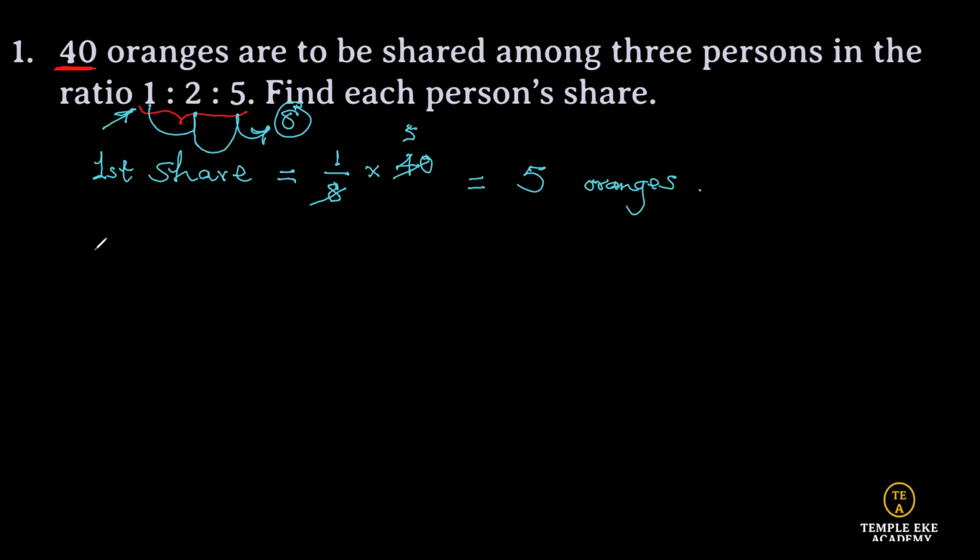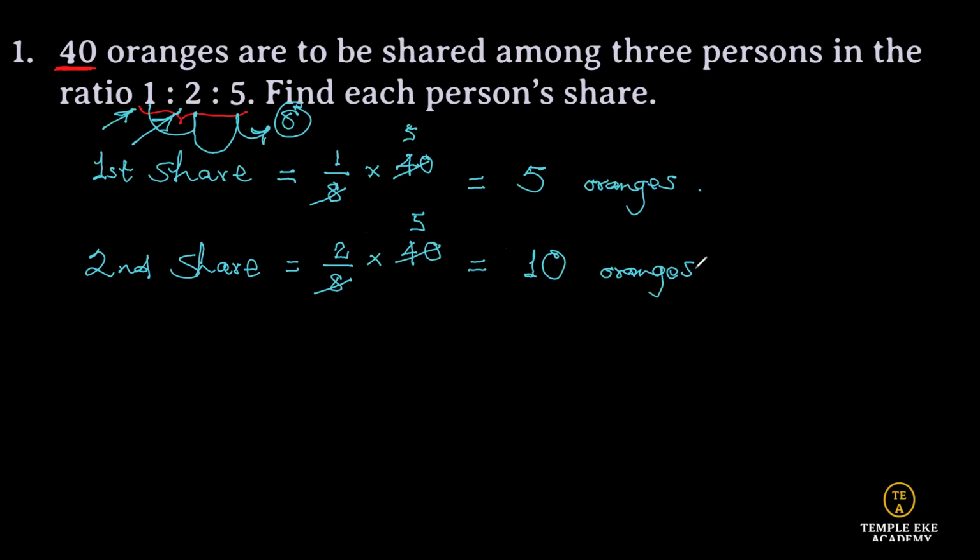Very simple. The second share can be obtained in a similar manner. The second share is obtained by using the proportion that belongs to the second person, which means the part of the ratio belonging to the second person is 2. So we can take 2 divided by the sum of the ratio, which is 8, multiplied by the total number of oranges to be shared, that is 40. And now we can easily find this by dividing through. 8 divides into 40, that's 5 times. And now 2 multiplied by 5 gives us 10 oranges. Beautiful.